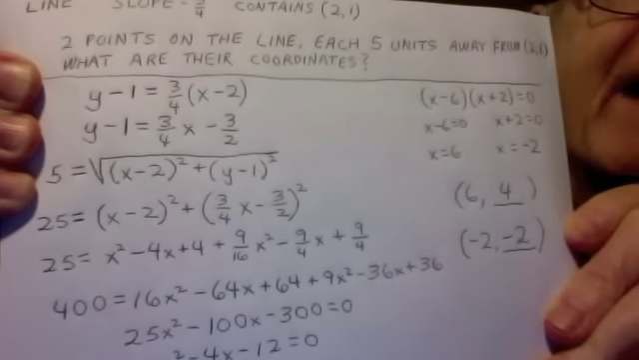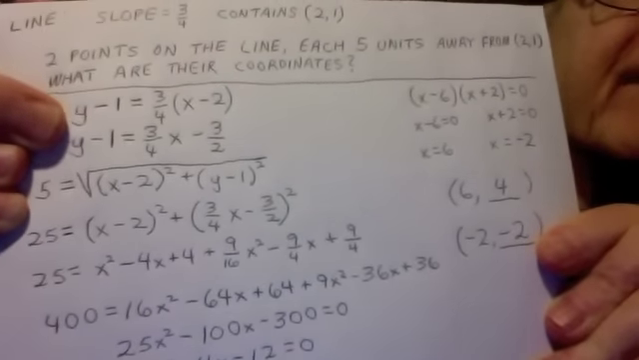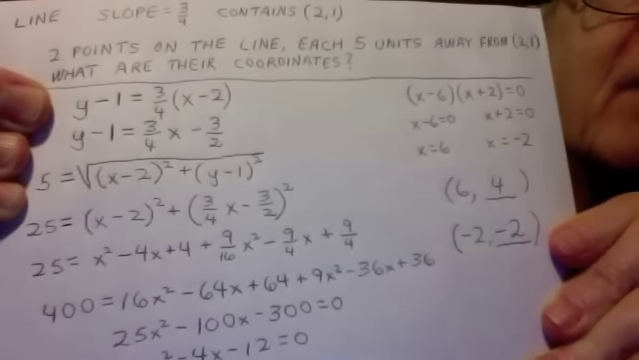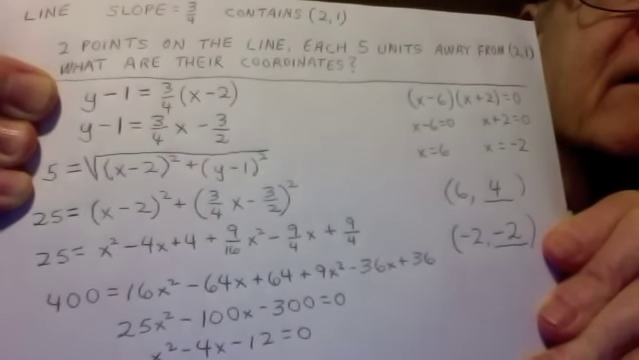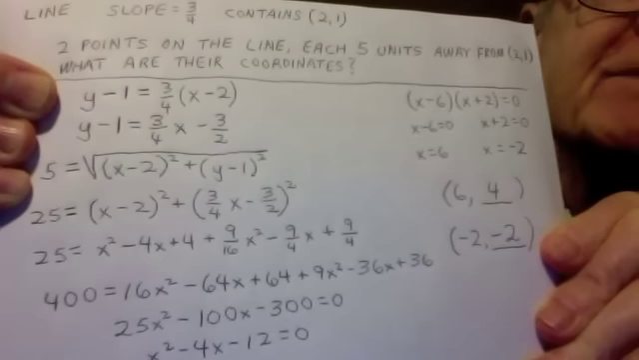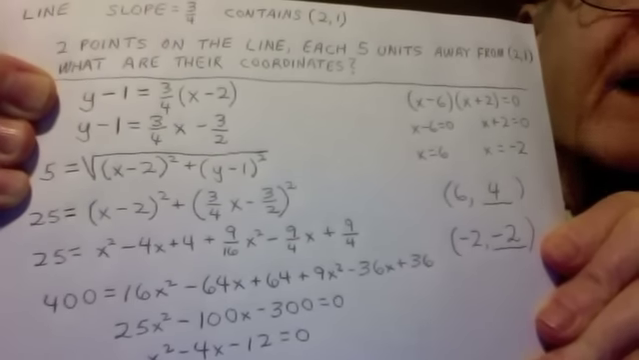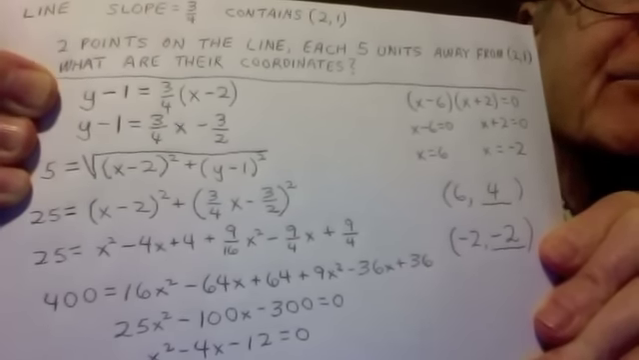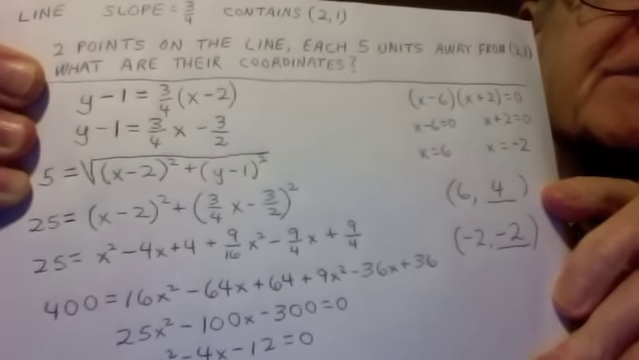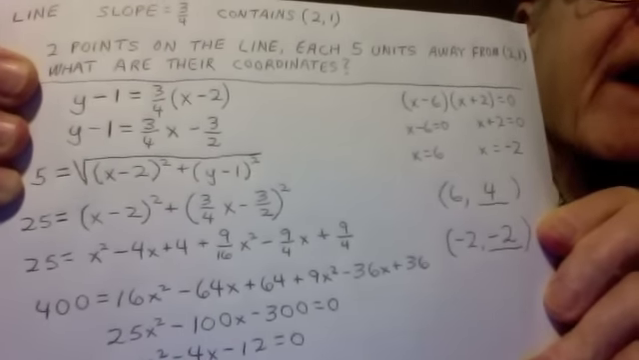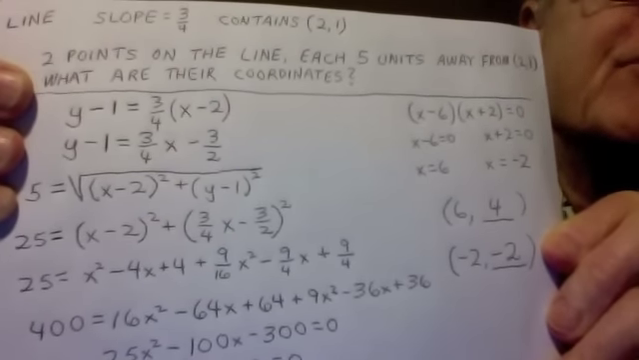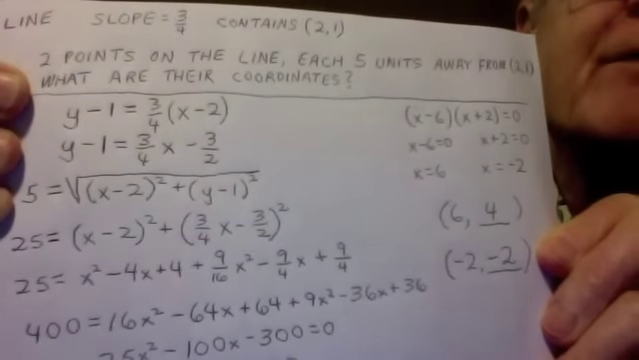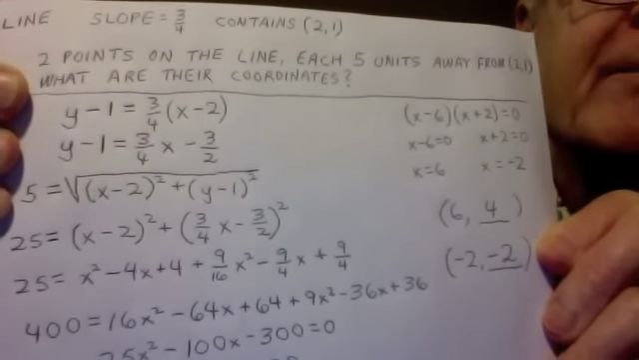I substitute those values of x into the equation that begins y minus 1, either one of these equations, and I get y values. For x equals 6, the y value is 4, and for x being -2, the y value is -2. So I have these coordinates, (6, 4) and (-2, -2). Those are the coordinates that are asked for, the coordinates of the 2 points on the line, each 5 units away from (2, 1). So that's the algebraic solution.